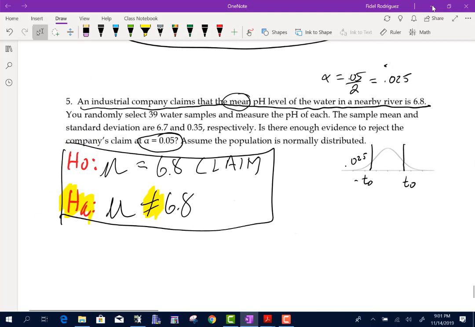Before we find the t0, there's one other thing we're going to need. We need to find our degrees of freedom, so we have to know what our n is. What is the n? How many samples did they take here? 39. Boom. Okay, so if my n is 39, what's my degrees of freedom? 38. Okay, so guys, let's find our t0 value.